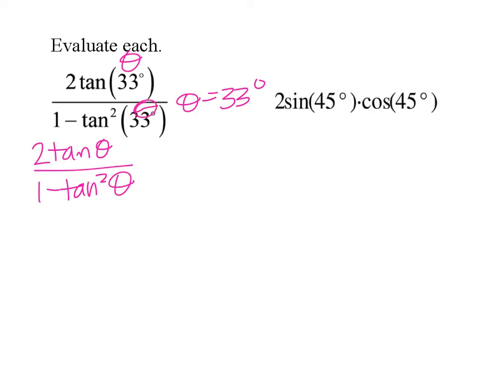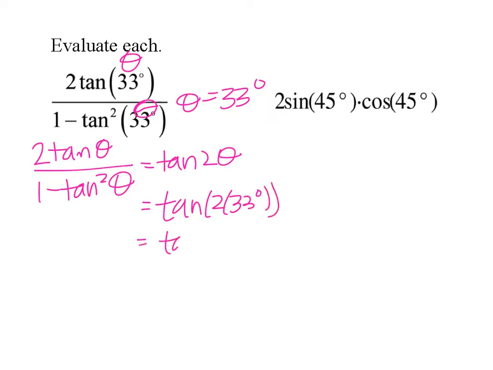Okay, so that general form, if you look in your double angle identities, is the double angle for tangent. So tangent of 2 theta is what this will be equal to. Now, since our angle is 33 degrees, this is just going to be tangent of 2 times 33 degrees, which is tangent of 66 degrees. So that's the idea of what we're getting at with these problems today.